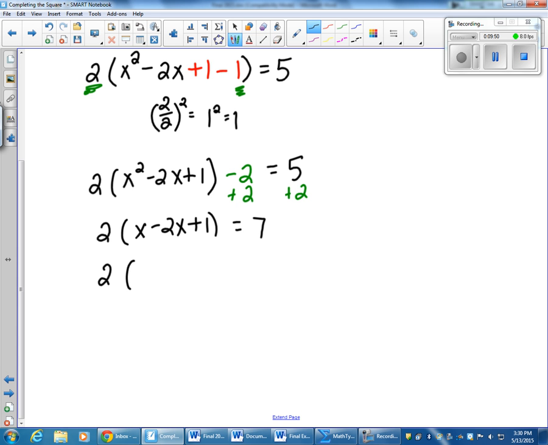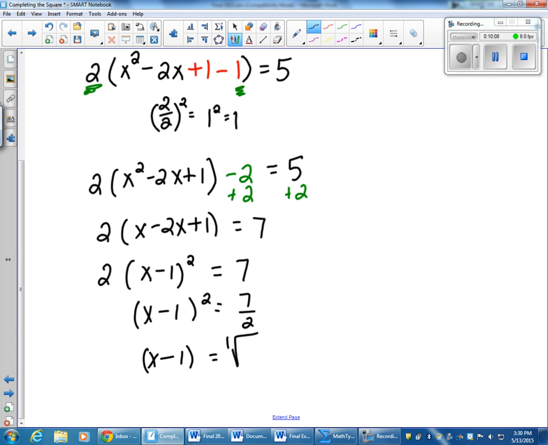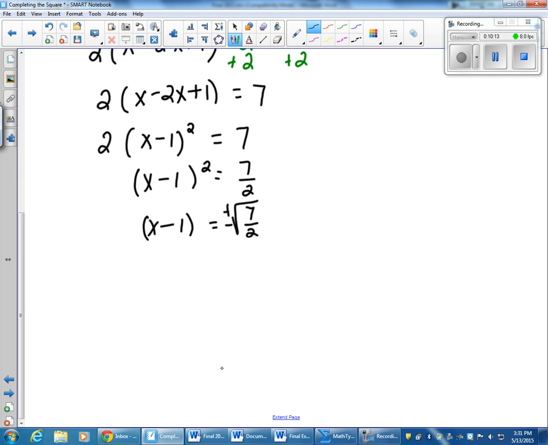We're going to factor this. Now we need to divide by the 2 to get this alone. Take the square root of both sides. Remember that it's positive and negative. And add the 1.